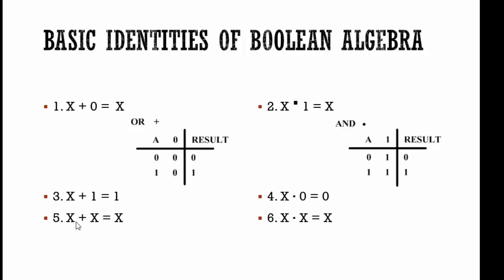If you OR a variable with itself, it will always be itself also. Okay? So whether it's 0 or 0, 0 OR 0 will always be 0. 1 OR 1 is also 1. For the AND part also, x AND x will always be x. So whether this is 0 or 1, 0 AND 0 is 0. 1 AND 1 is 1. Okay? So that is for the first 6 identities.